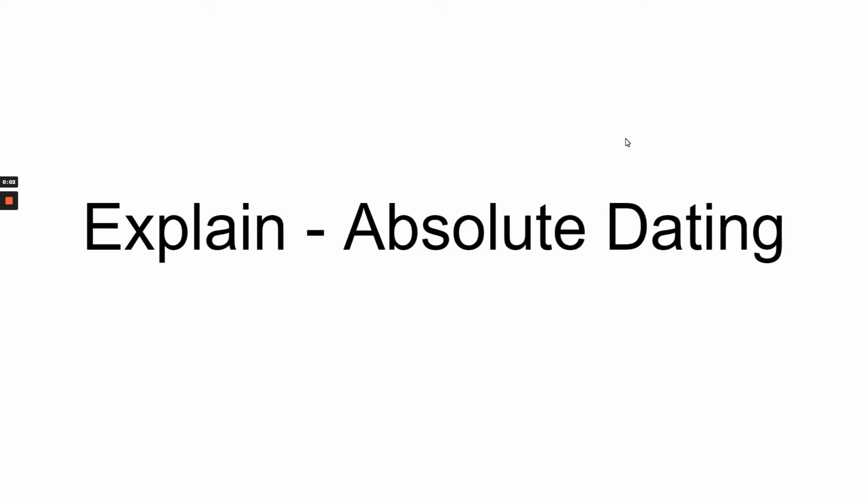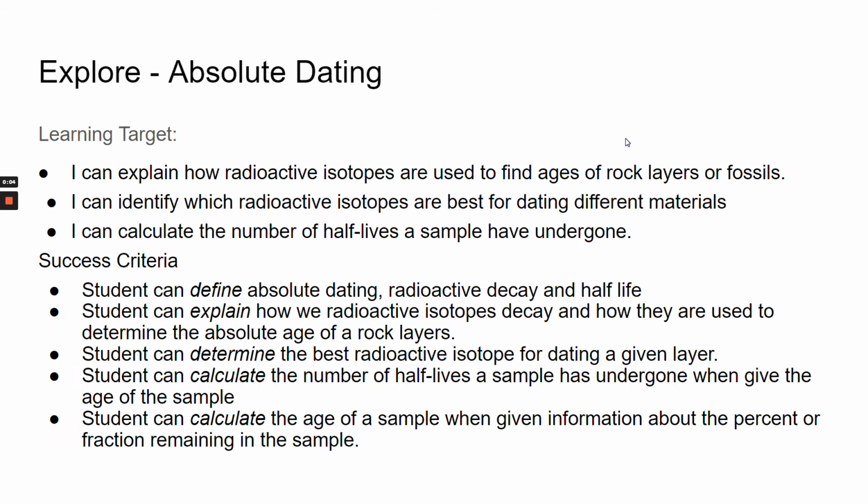So in this lesson, we're going to talk about absolute dating. Now we talked before about relative dating, which is where we were comparing the ages of rocks from one to another. In this lesson, we're going to be looking at absolute dating, which is looking at how to find radioactive isotopes and how they're used to find the ages of rock layers or fossils.